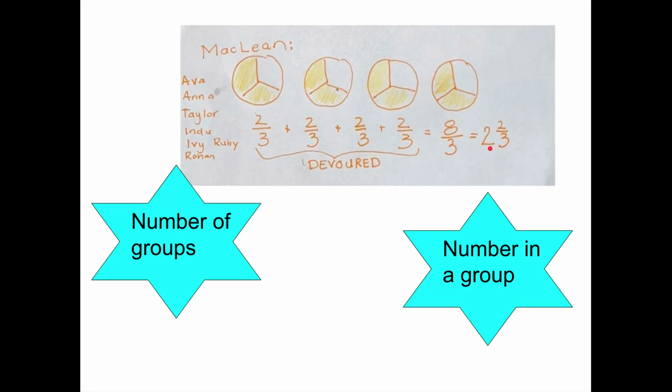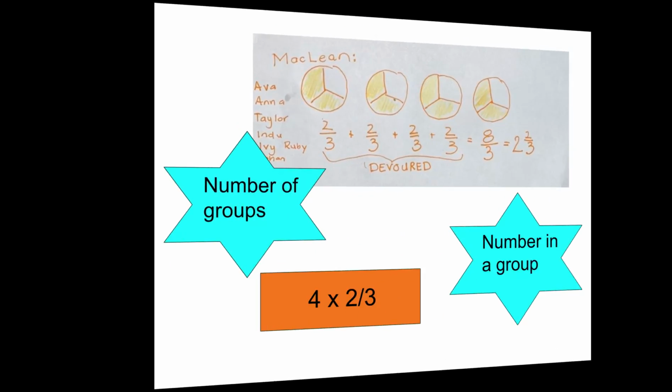So what about the number of groups and the number in a group in this problem? It seems a little bit different than the way the other kids were thinking about it. So were McLean, Ava, Uma, Taylor, Indu, Ivy, Ruby, and Rowan thinking about 2/3 of a group of 4? Or were they thinking about 4 groups of 2/3? If you said 4 groups of 2/3, you are absolutely correct.